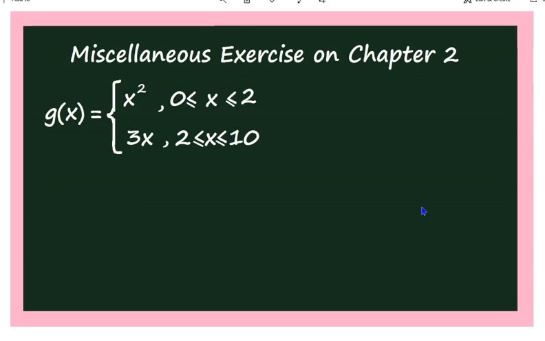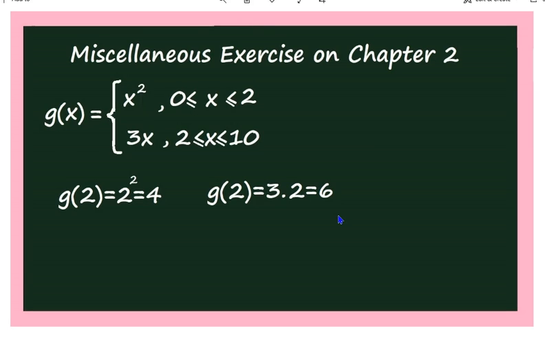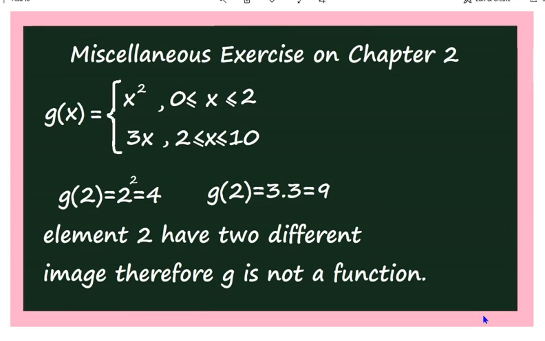What is the value of g of 2? When it is defined as x square, it is 2 square is equal to 4. When it is defined as g of x equal to 3x, then g of 2 is equal to 3 into 2 is equal to 6. And we can see that 2 is having different images, therefore g is not a function.